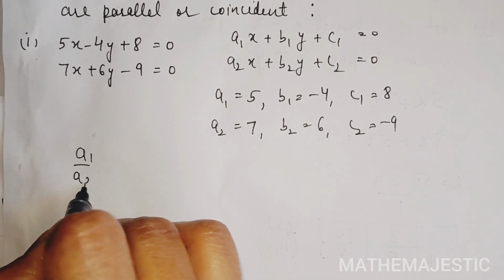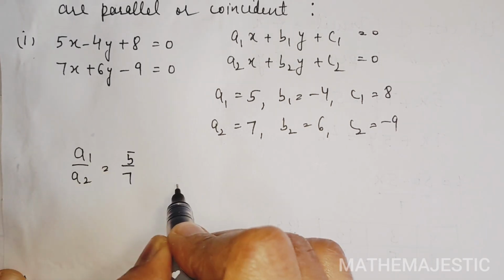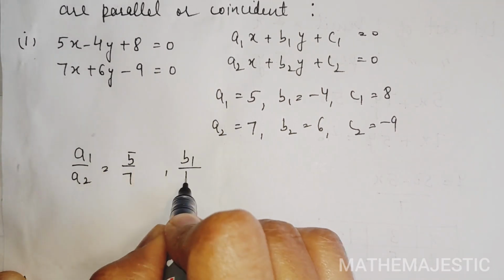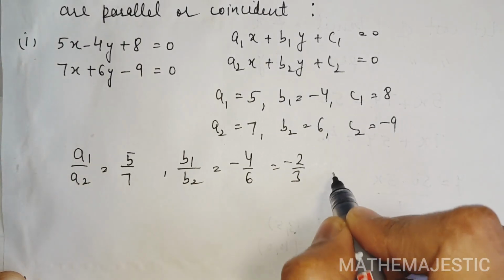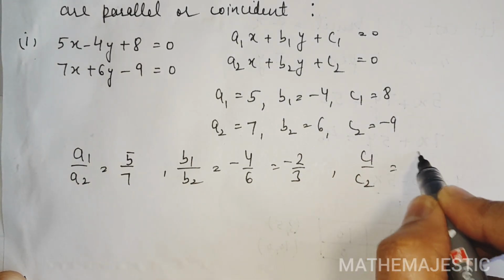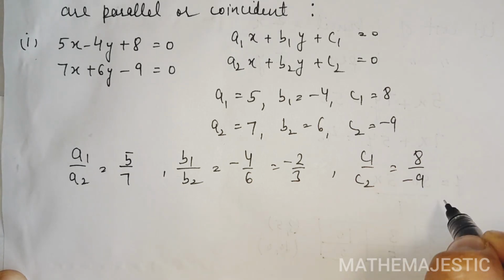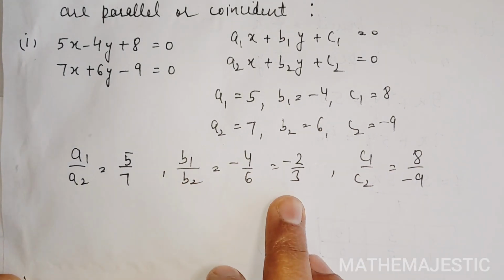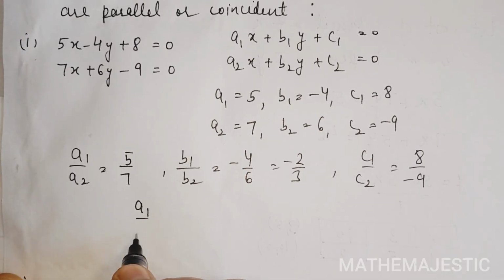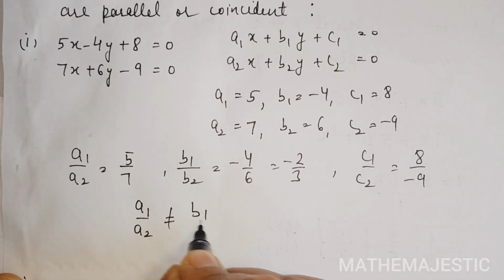a1 by a2, that is here 5 by 7. b1 by b2, that is minus 4 by 6. If we solve it, minus 2 by 3. And c1 by c2 is 8 by minus 9, not reducible. So we can see that the first two ratios, we will match the first two only. a1 by a2 is not equal to b1 by b2.